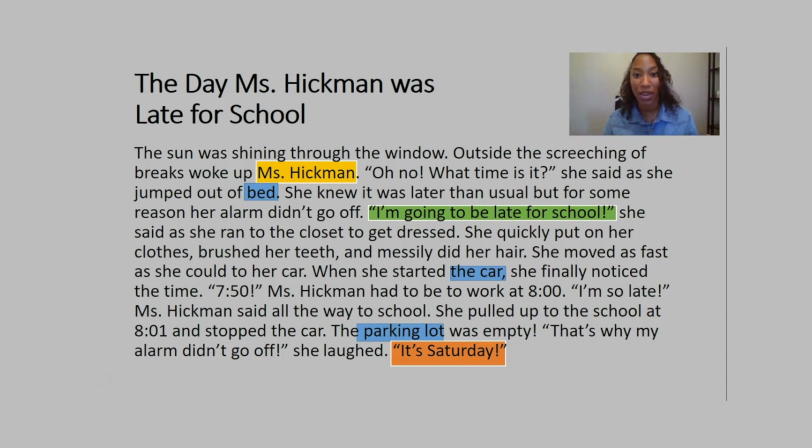What happens in the middle that's important? Miss Hickman gets in her car and she drives to the school. The fact that she's putting on her clothes really quickly and brushing her teeth, those are all interesting details, but they're not important to the story. So she gets in her car. She realizes that the time is 7:50 and she only has 10 minutes to get to school. So when she finally gets to school, at the end, she gets to her school and the parking lot is empty because it's Saturday. Okay, so we have all the important events. We have the characters, the setting, the problem. We have the solution. We're ready to recount this story.